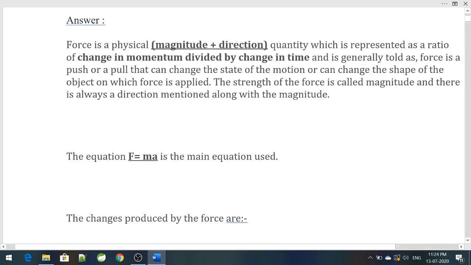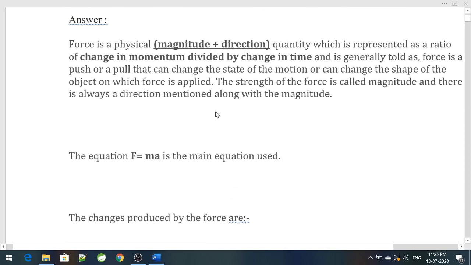The strength of the force is called magnitude. So how much strength is applied on the object is called magnitude. So force plus direction, we call it a physical quantity, and there is always a direction mentioned along with the magnitude: the direction in which the object is moving, with what force when we apply a certain amount of force, and what changes take place with the change in time.